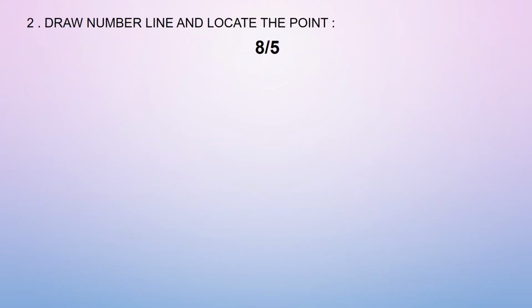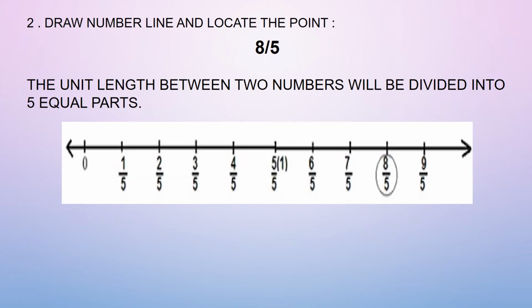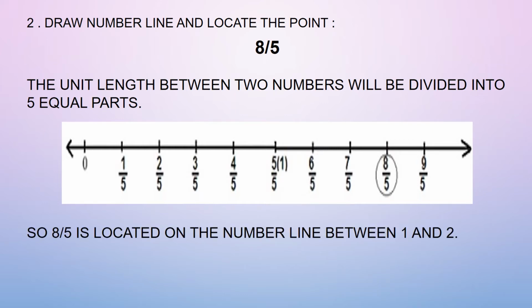Next example is, draw a number line and locate the point 8 upon 5. Here the denominator is 5. So, the unit length between two numbers will be divided into 5 equal parts. And the value of each part is 1 upon 5, 2 upon 5, 3 upon 5 and so on. So, 8 upon 5 is located on the number line between 1 and 2.